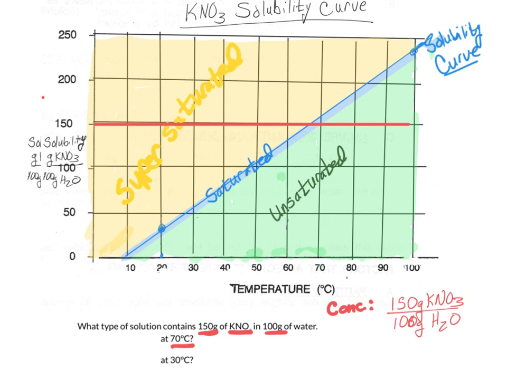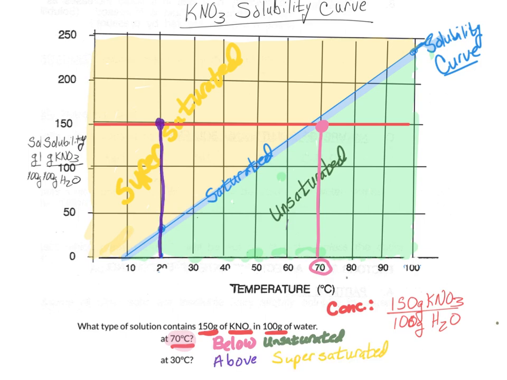Now we just need to compare what we actually have to what the solubility of the substance is. So at 70 degrees, we see that the 150 grams of KNO3 per 100 grams of water is below the solubility curve, which tells us that this is an unsaturated solution. And at 30 degrees, we see that it is above the solubility curve, which means that it is a supersaturated solution. So that's all you need to do if you happen to have 100 grams of solvent.